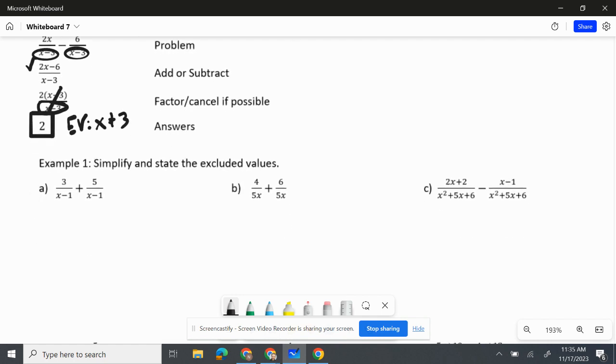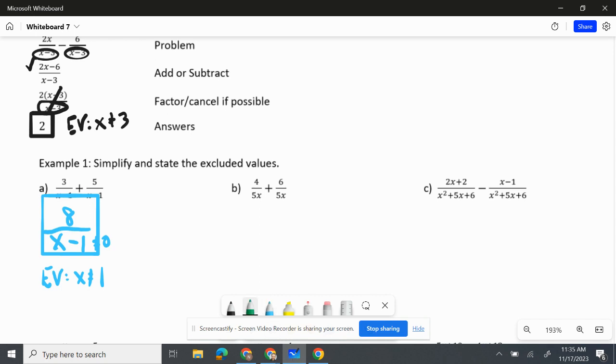So looking at our first one, what we have is a common denominator of x minus 1. So we keep the denominator the same. We add the 3 plus the 5, and that gives us 8. Our excluded values, that is when x cannot equal whatever the denominator is. So in this case, it would be 1.